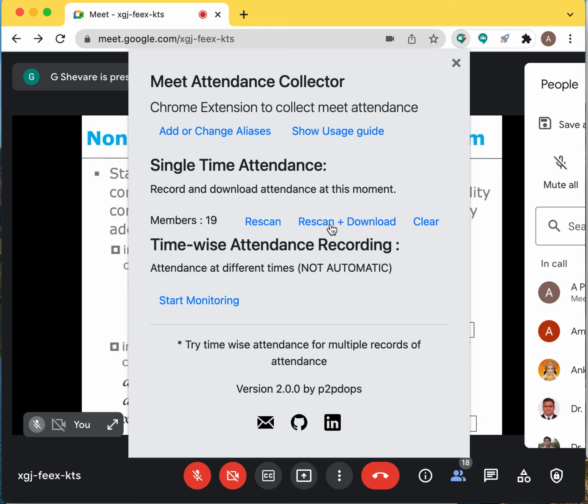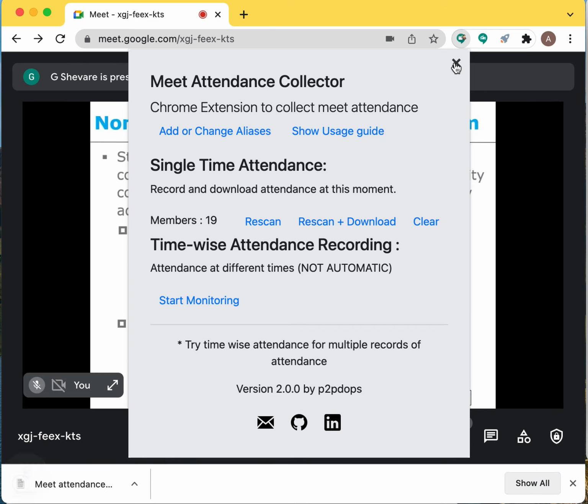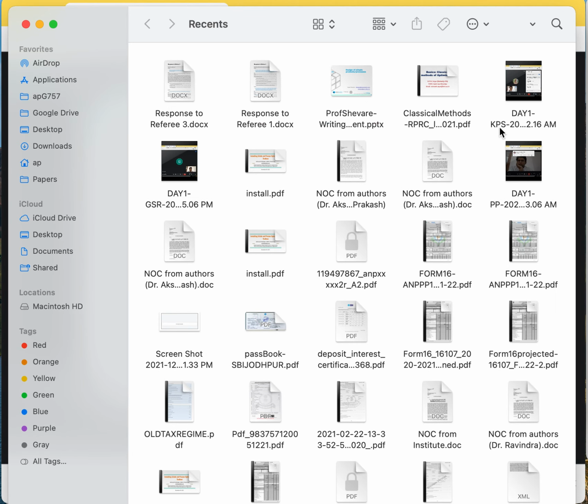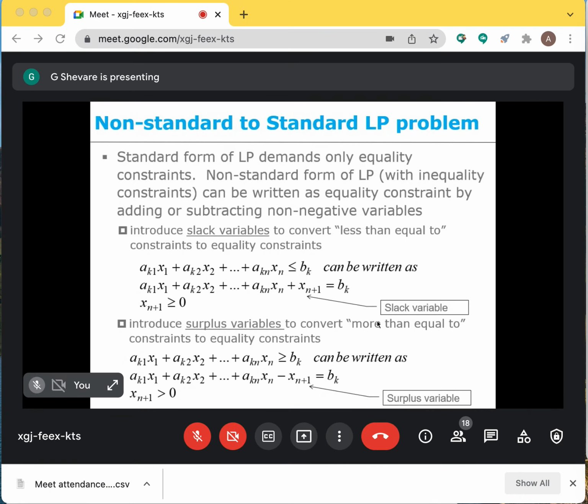It may so happen I may have an inequality which is greater than or equal to. In such a case, you can add what is called a surplus variable. Sorry, not add, subtract a surplus variable. So x_{n+1} can be subtracted, and greater than or equal to b_k is converted into equal to b_k. And we have added one variable x_{n+1}, which is necessarily positive. So like that, you can keep doing this.